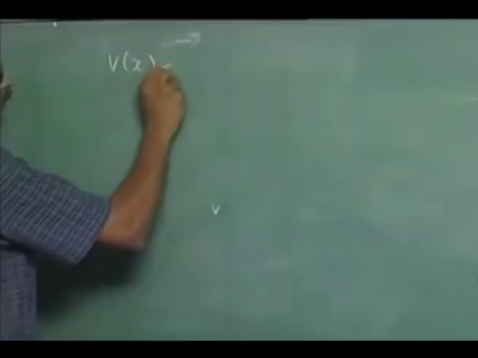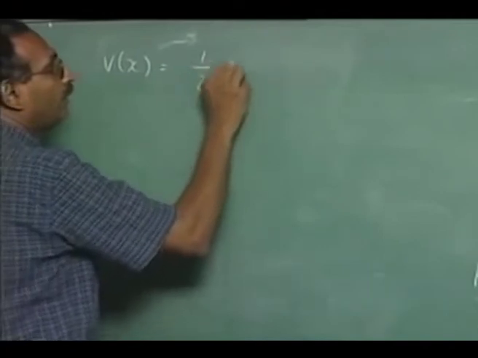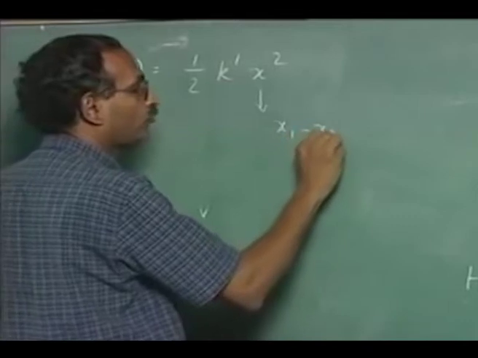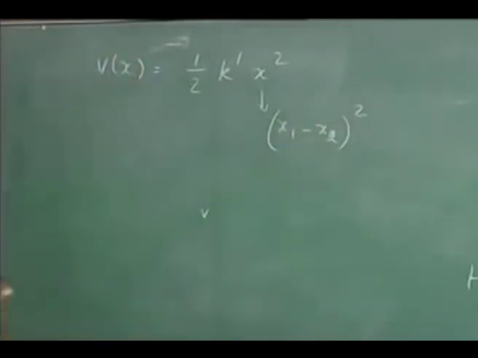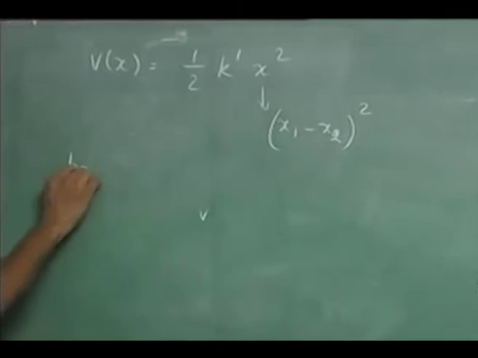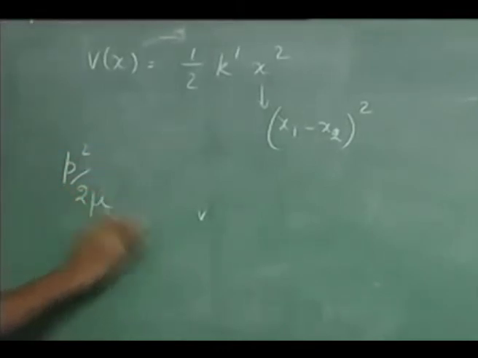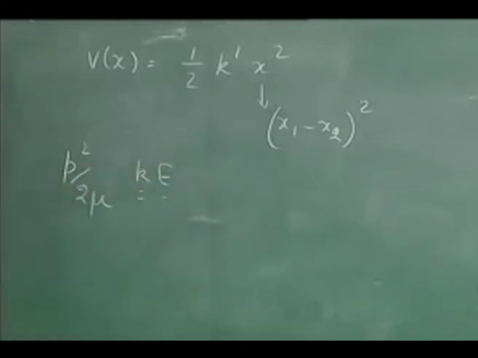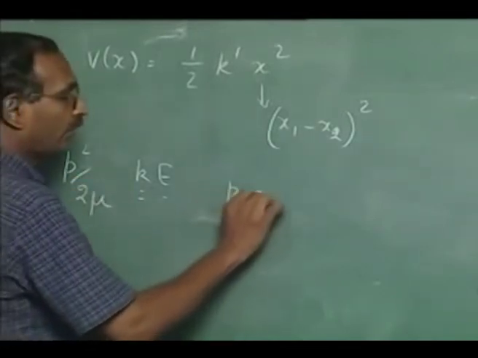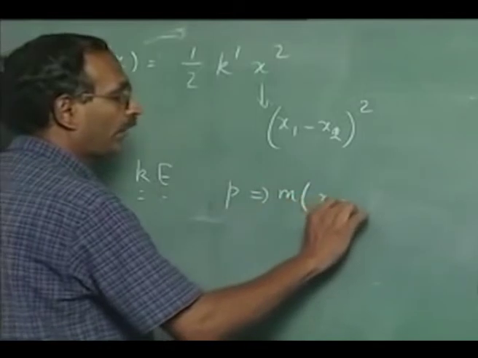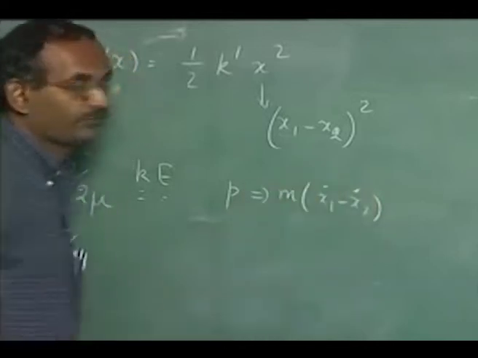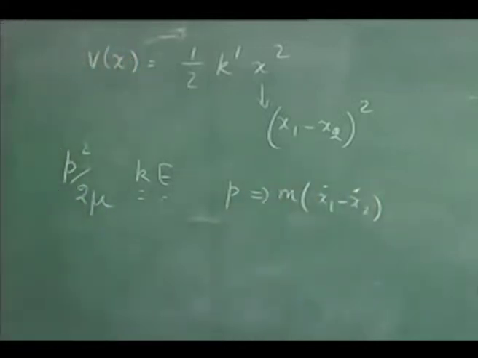V of x for a molecule is half k prime x squared, where x is x1 minus x2, the relative displacement, and p squared by 2 mu is the kinetic energy of the diatomic molecular vibration, where p is mu times the relative velocity, the difference of the two velocities.